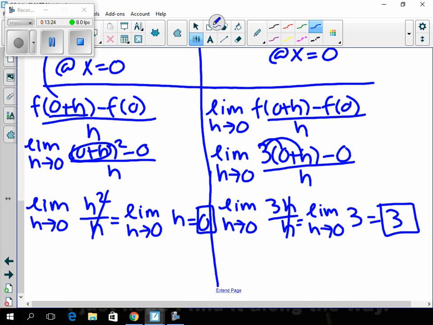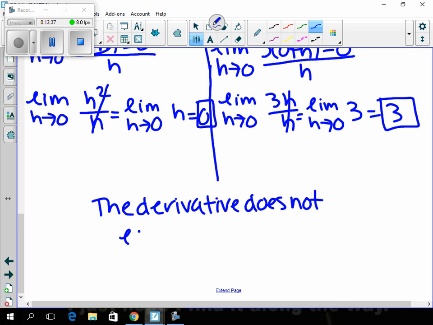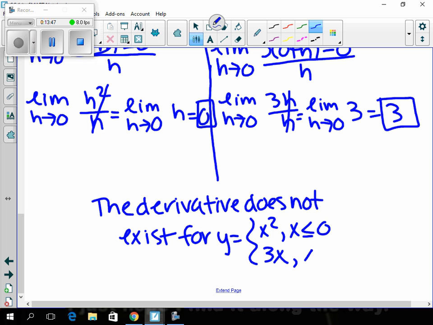So my right-hand and my left-hand derivatives do not match up, so I can say the derivative does not exist for y equals x squared, x less than or equal to 0, 3x, x greater than 0, at x equals 0.